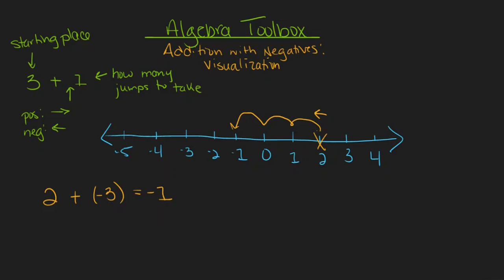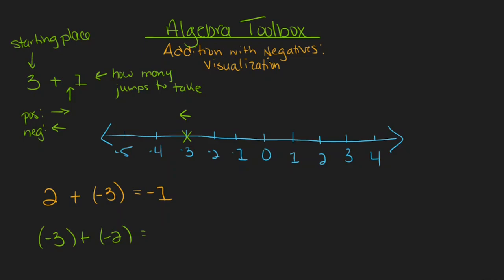Let's take a look at what happens when we have two negative numbers together. Let's try negative 3 plus negative 2. Again, our first value tells us where to begin on the number line. So I'll start at negative 3. The sign of our second value tells us what direction to move in. We have a negative second value, so that means I'll have to move to the left.